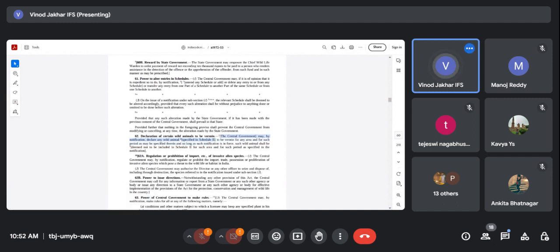Remember, not in schedule 1. A schedule 1 animal cannot be declared as vermin. Elephant, tiger, you cannot declare them vermin, even if their population exceeds. So the central government can declare them to be vermin for any area. You can declare it for a specific area and for such duration, so the area and period have to be specified in that notification. And such wild animals shall be deemed not to be included in Schedule 2. Basically, it can be hunted.